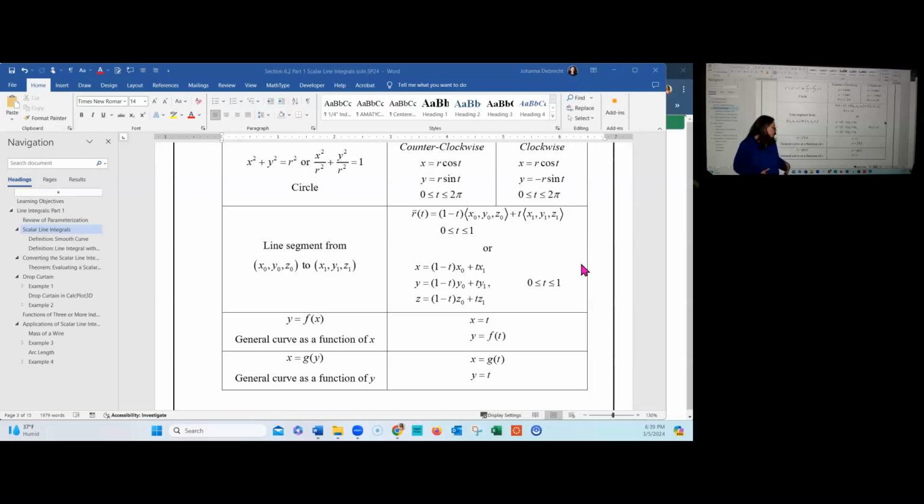In general, if we want to represent a curve, y equals some function of x, in parametric form, we can set the independent variable x to be t, and y then becomes a function of t. We can also do the reverse and represent it as a function of y, allowing y to be the parameter t and x to be a function of t.